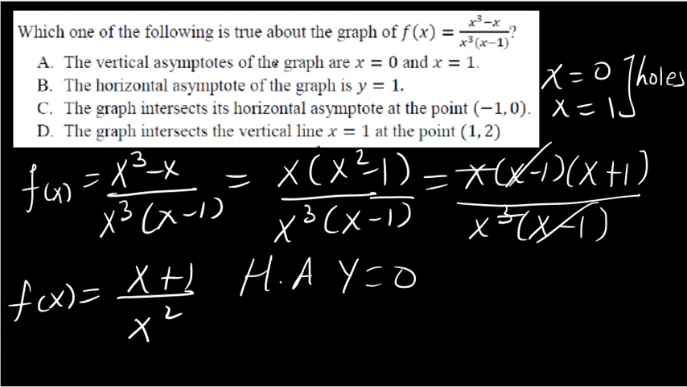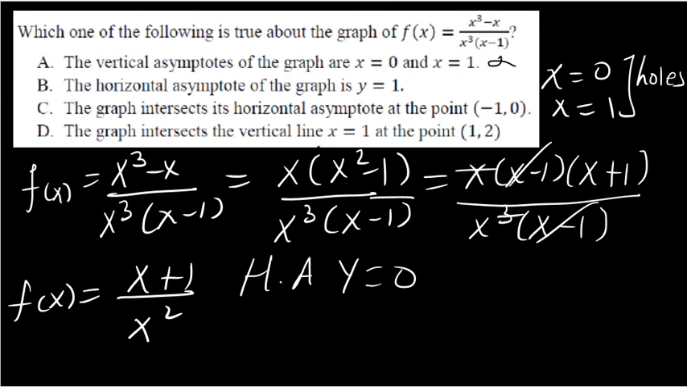So what does it say here? The vertical asymptotes are 0 and 1. No, they are holes. And the horizontal asymptote of the graph is y equal to 0, because the degree of the numerator is 1 and the degree of the denominator is 2, so it's less. And the graph intersects its horizontal asymptote. The horizontal asymptote is the x-axis.